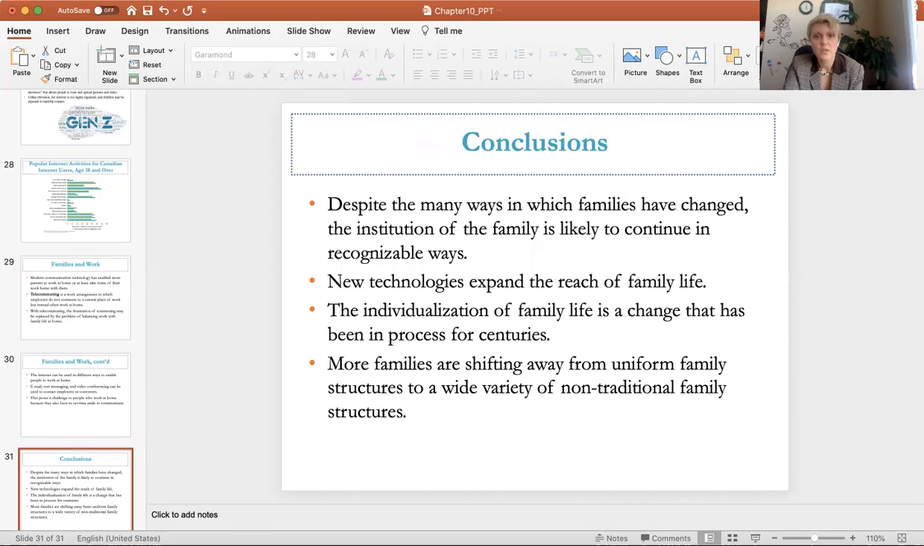family unit. So I'd love to hear your thoughts this week on the kinds of challenges that families face in 21st century Canada, how technologies may expand and enrich family life to some extent, and how the uniformity of what a family as a unit looks like has really been challenged in the 21st century.